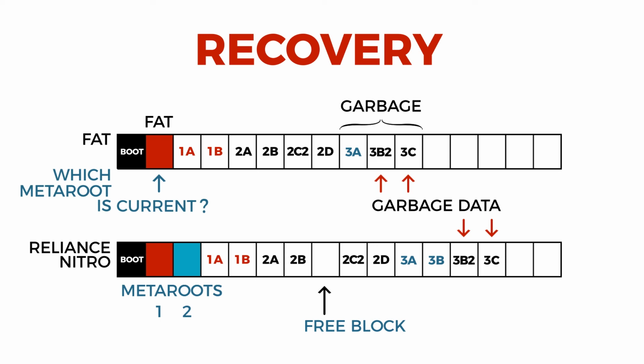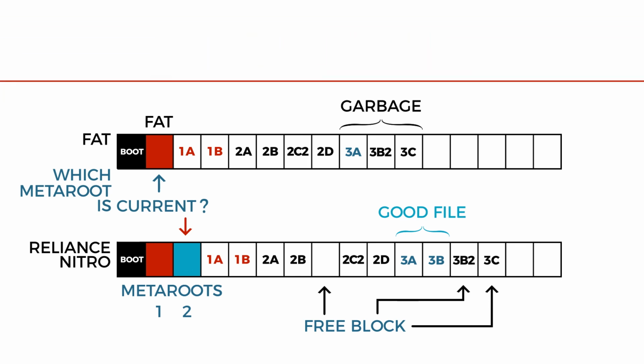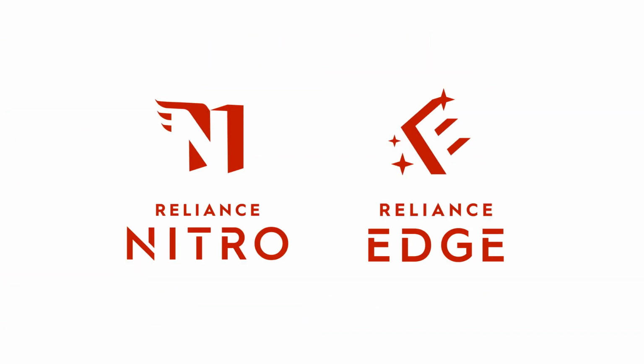Tuxera's Reliance file system must merely determine which disk state is the current one. To do that, we only have to read a few blocks off the media. In the known good state, these blocks are still free, and this file is still good. For data integrity, there is no substitute for using a true transactional file system like Reliance Nitro and Reliance Edge.